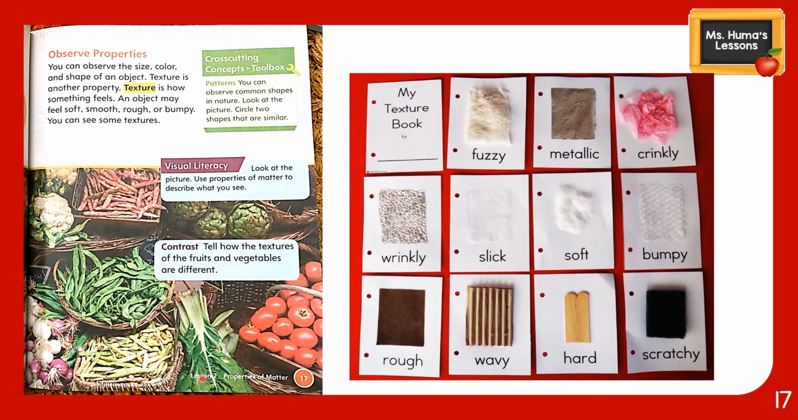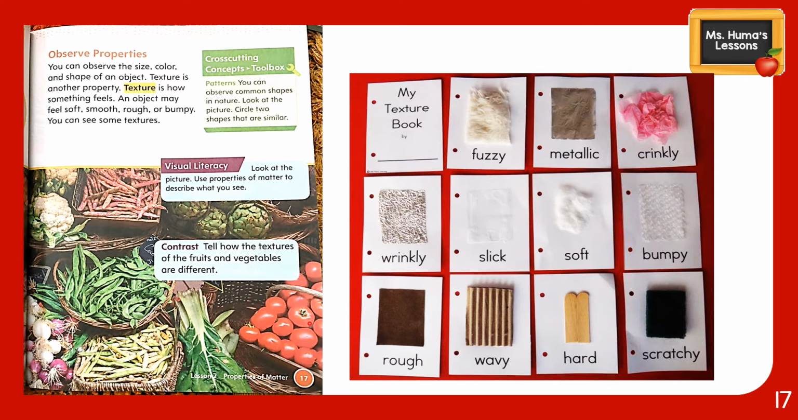Like I've got some vegetables here, I can look at their color, I can look at their shape, their size. I can touch and feel exactly how their textures are. And what is texture? Texture is how something feels. Sometimes you feel something and it feels so soft, like a doll, some fur. We will discuss in detail in a while. So let's read here. You can observe the size, the color, and the shape of an object. We can see by our eyes.